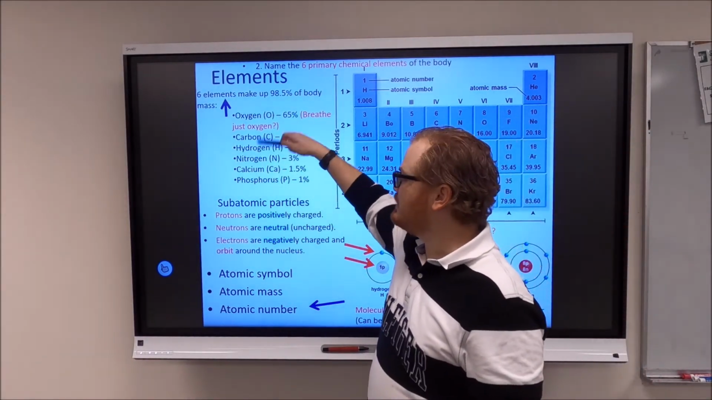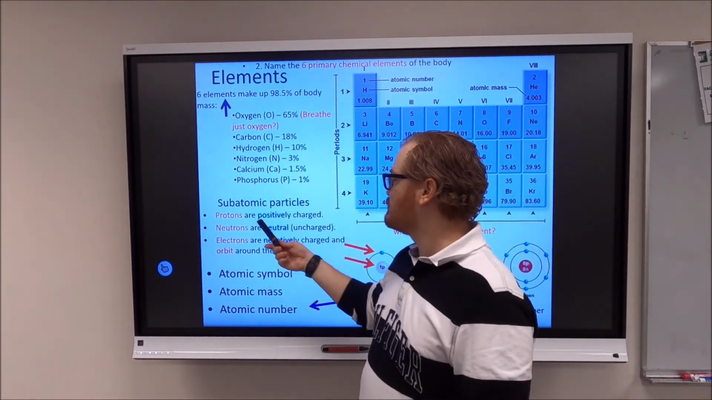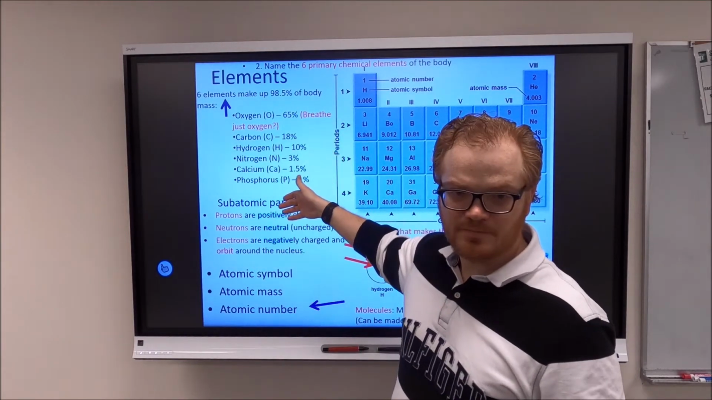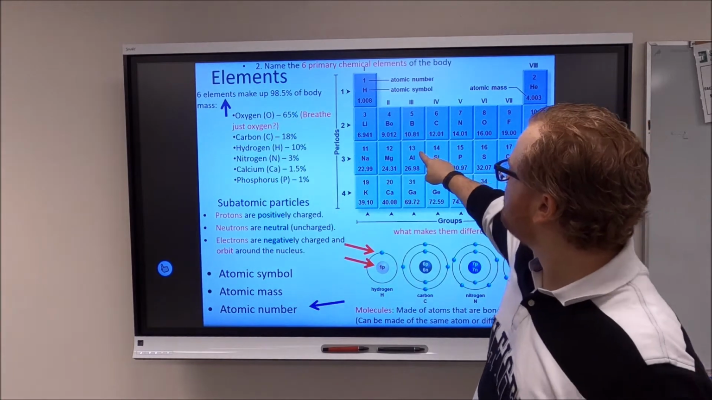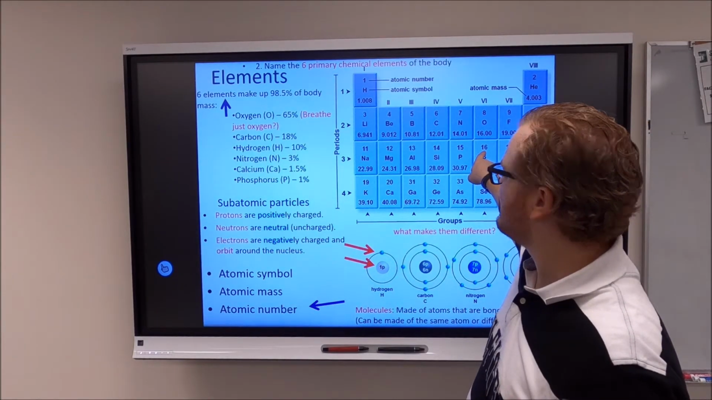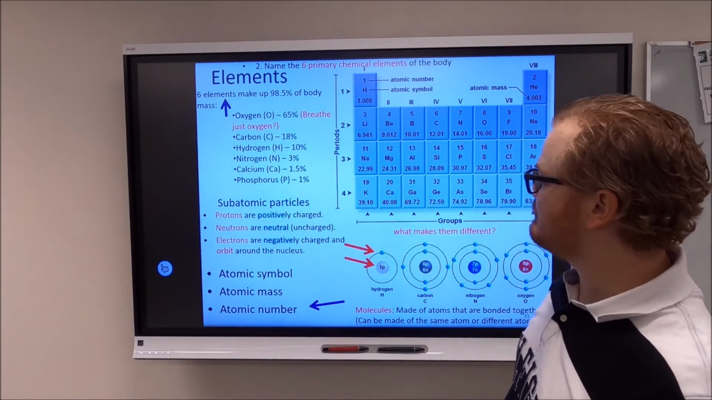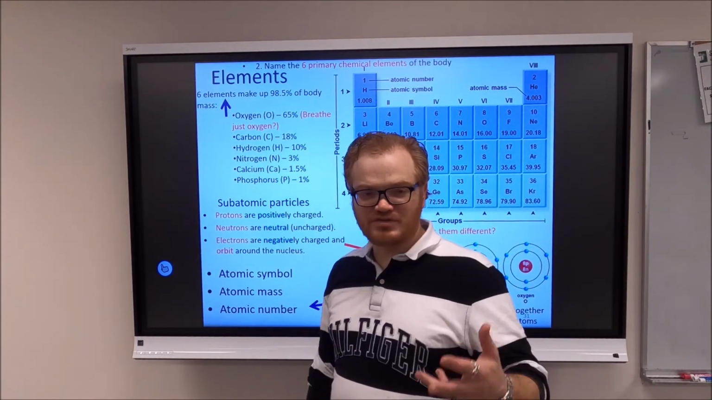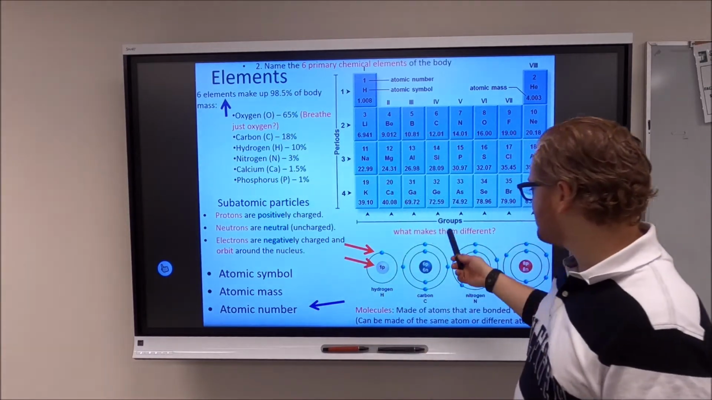Now, all of these, generally speaking, have protons, neutrons, and electrons. What makes them different? The numbers of protons, neutrons, and electrons. The numbers of them make them different. Protons are positively charged subatomic particles. It looks something like this.